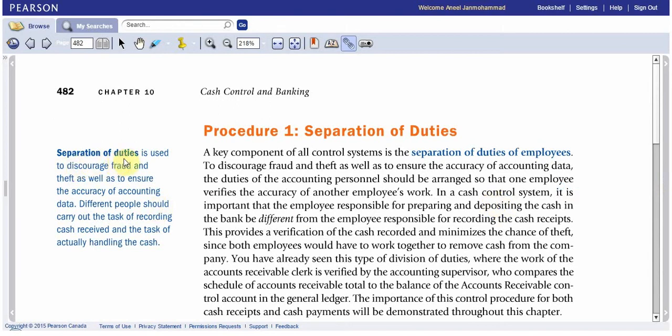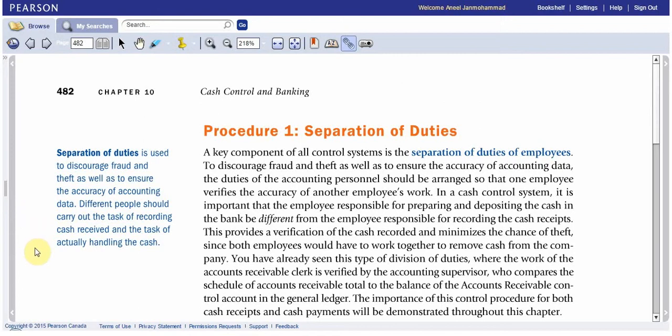Very important. Separation of duties is used to discourage fraud and theft, as well as to ensure the accuracy of accounting data. Different people should carry out the task of recording cash received and the task of actually handling the cash. So it's basically saying at least two people should be dealing with cash. One person receiving the cash from the customer and another person actually recording how much cash was received. So in order to steal the money, both would have to work together, which will make it much more difficult to steal. It still happens sometimes.